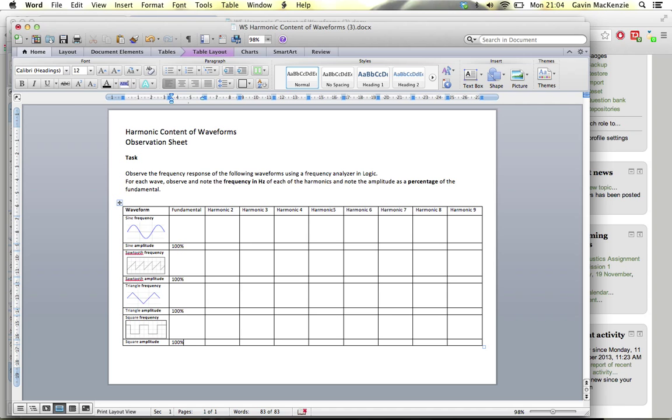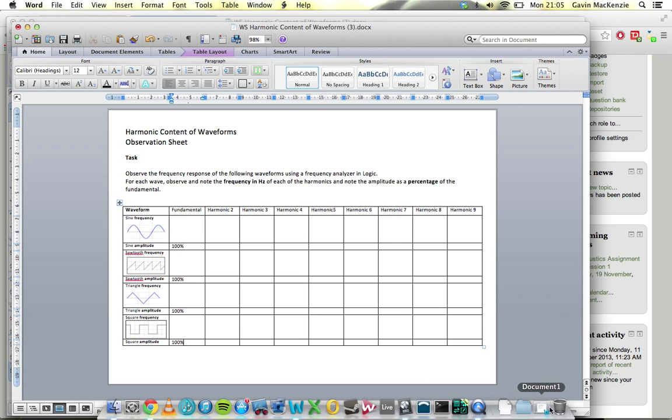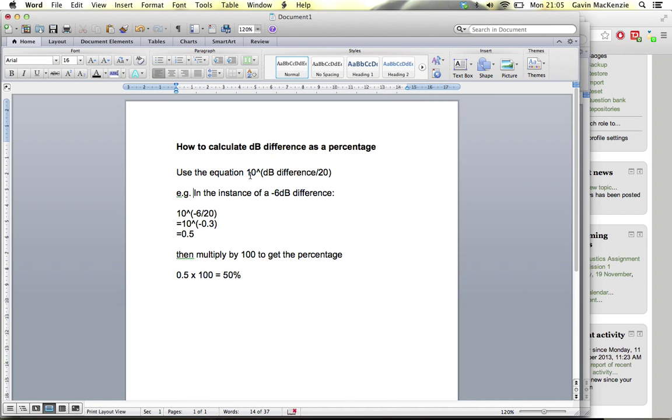Okay, and then we're going to find out what the difference is between harmonic 2 and the fundamental, harmonic 3 and the fundamental, harmonic 4 and the fundamental, and so on for the rest, noting down those values as percentages. Okay, so let's have a look at how that's done. We need to take a look at this equation here.